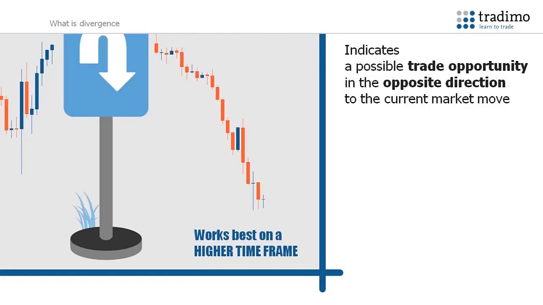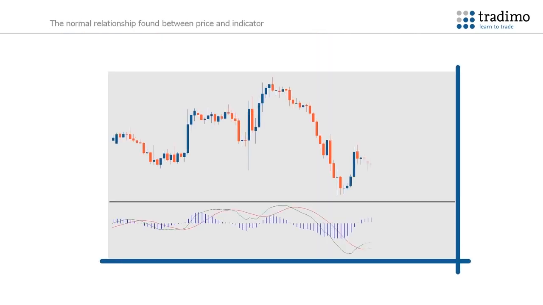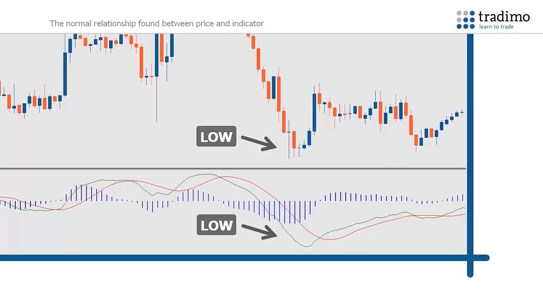Divergence identified on a higher time frame has a higher probability of working out than divergence seen on a smaller time frame. Generally, an indicator will move in conjunction with price. If price is making new lows, then the indicator will also make new lows.